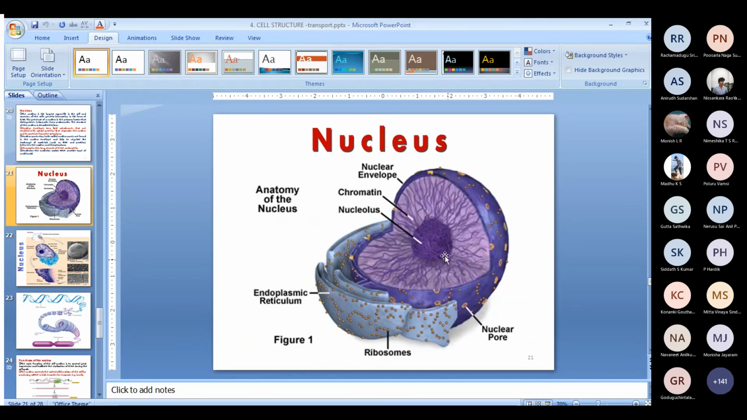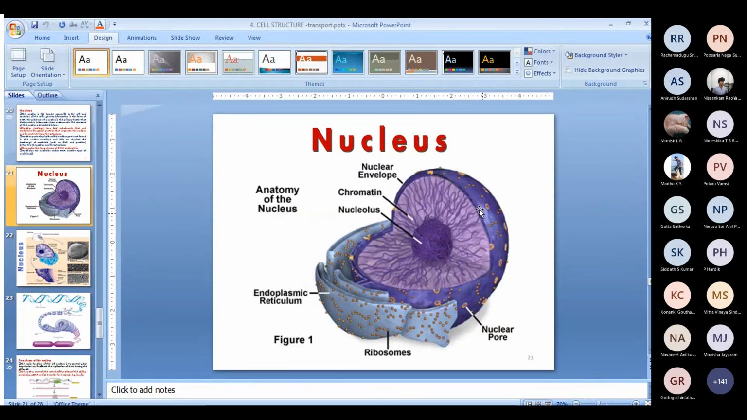Now you can see here, this is the nuclear envelope. The dark blue one is the nuclear envelope. These strands of fibers are nothing but your genetic material in the form of chromatin, and the one in the center is the nucleolus. I told you there are two membranes. Are you able to see one membrane? It covers this, and the outer membrane is associated with the endoplasmic reticulum. And the pores, are you able to see them? The yellow ones on the surface are the pores present on the surface, which allow the exchange of materials.